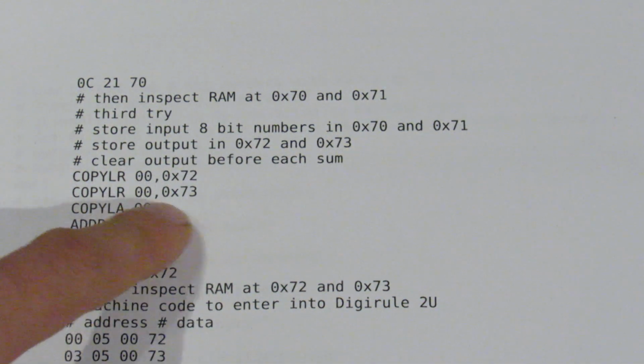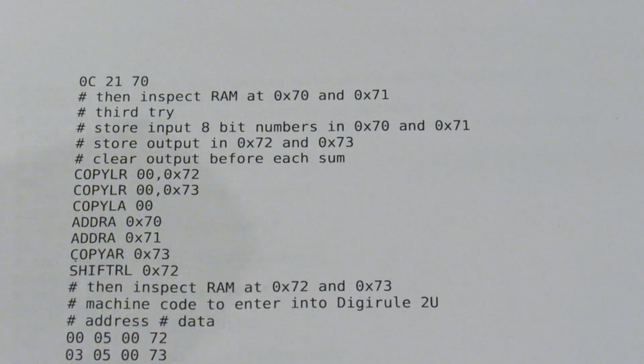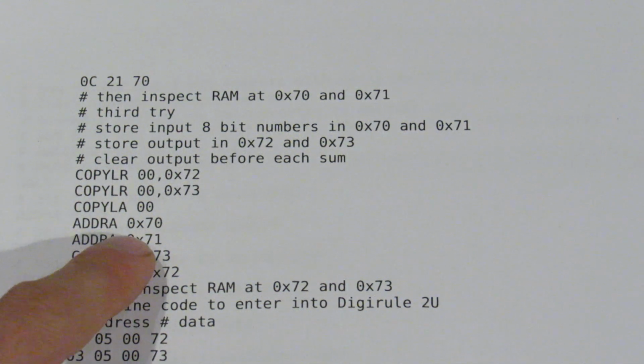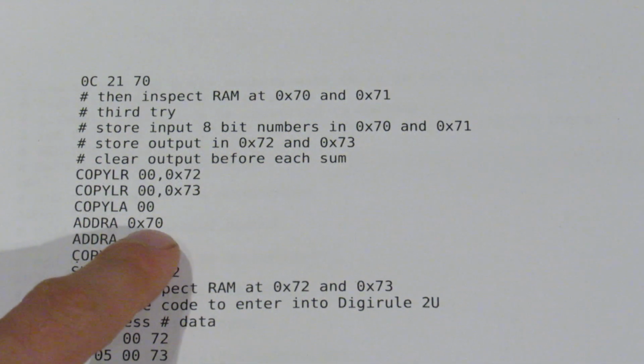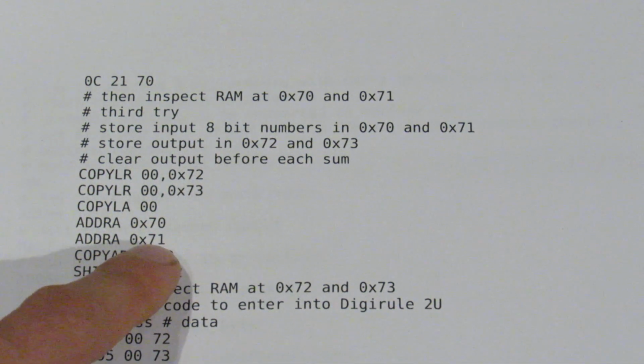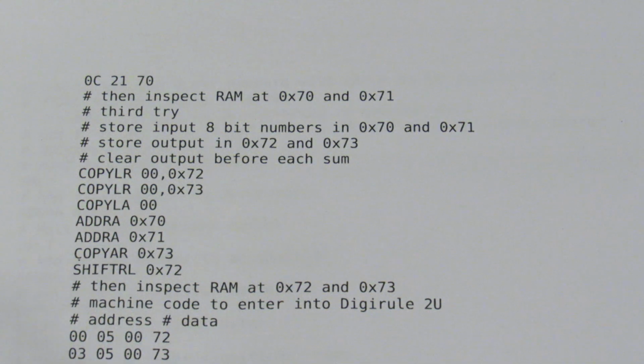Copy literal 00 to 0x73, and then copy literal to accumulator 00. That just copies 00 into the accumulator register, and I realized I had to do this after I was getting some nonsensical sums when I tried running this program again and again. After that, I have add RAM to accumulator 0x70, that first input 8-bit number, and then add RAM to accumulator 0x71, that takes the byte at 0x71 and copies it to the accumulator. And then I add the least significant byte to 0x73 using copy accumulator to RAM.